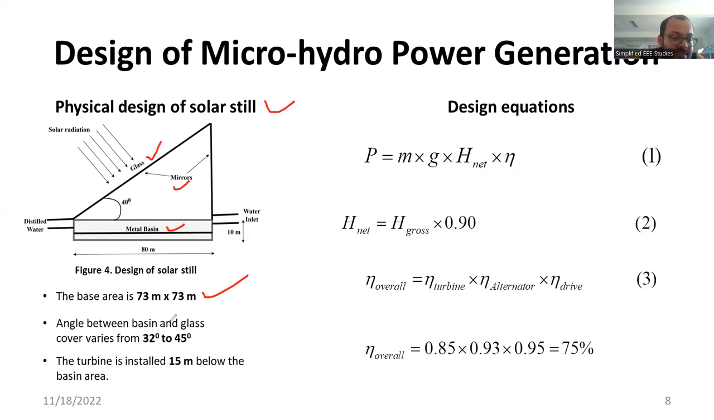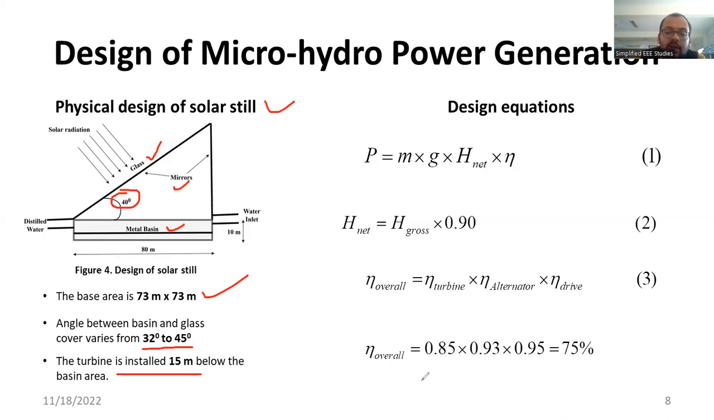The angle between the basin and glass has been selected between 32 degrees and 45 degrees. As far as our location is concerned, we have chosen 40 degrees, based on the azimuth angle where the sunrise is available. The turbine is installed 15 meters above the basin area. We can apply it to a running river near a mountain area, or you can easily install it. At least the height should be 15 meters to get the desired amount of power.